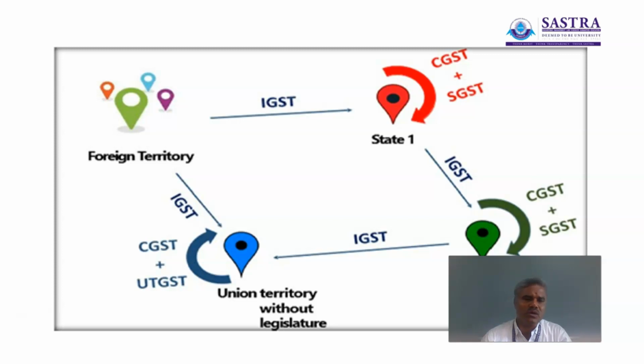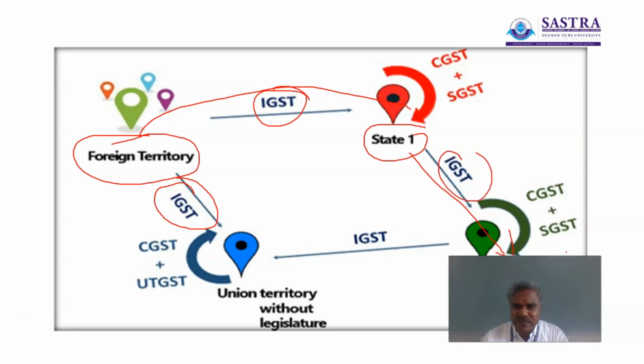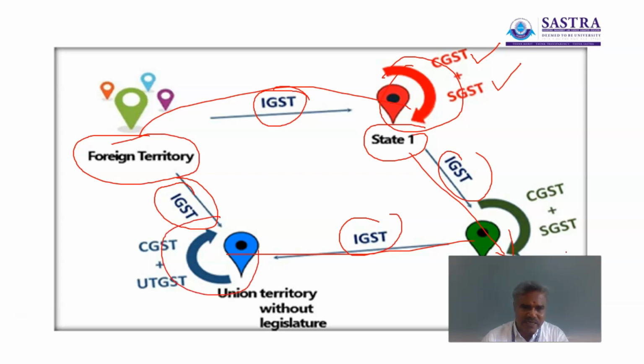Here you have to know one thing. Suppose you import goods from foreign. Here also you have to collect IGST. This is state 1. So import goods to one state, IGST. State to state, IGST. Within the state, CGST, SGST. State 1 and state 2, then state 2 to union territory, IGST. Within the union territory, CGST.